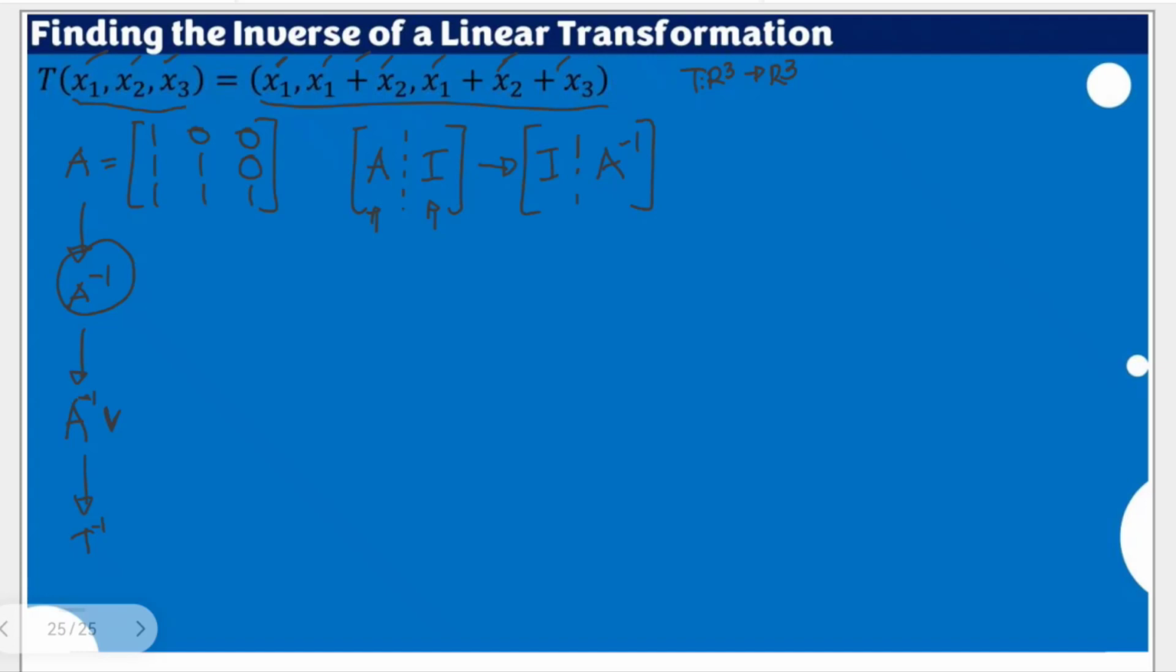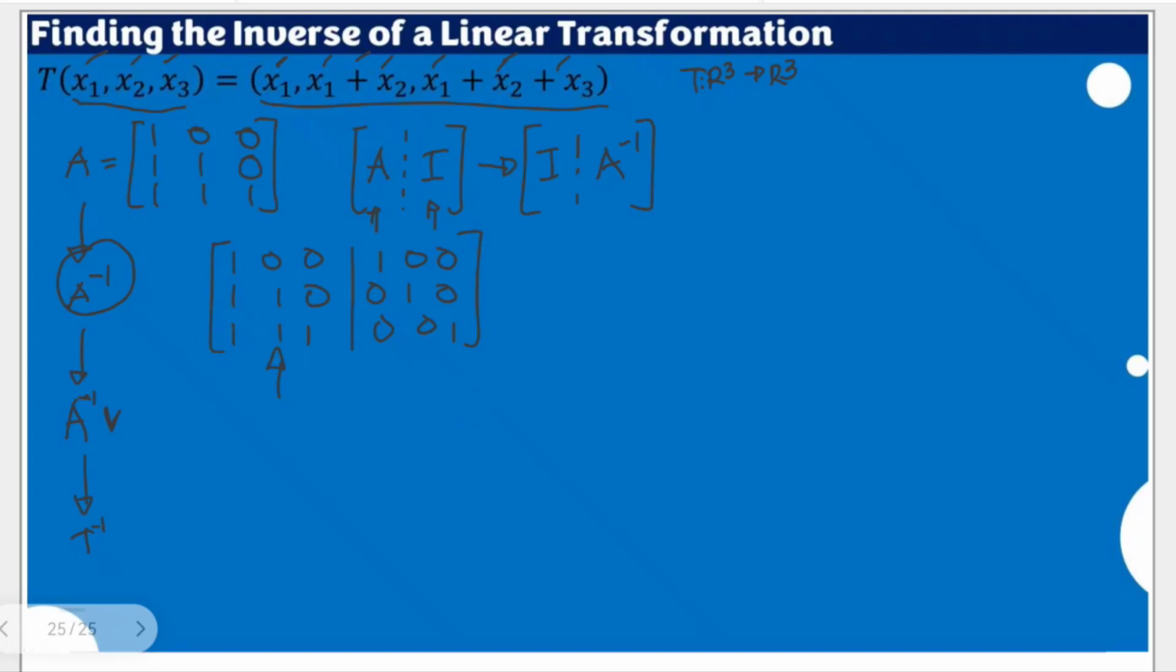In this case, it will be a little bit longer, but please bear with me. You have 1, 0, 0, 1, 1, 0, 1, 1, 1. This will be paired with 1, 0, 0, 0, 1, 0, and then 0, 0, 1. Then we apply the necessary operations so that this matrix will become the identity matrix itself. What we could do is to make this 0, and then this 0 as well.